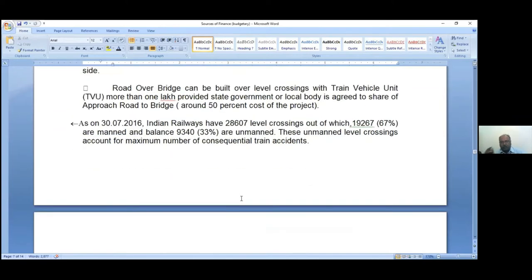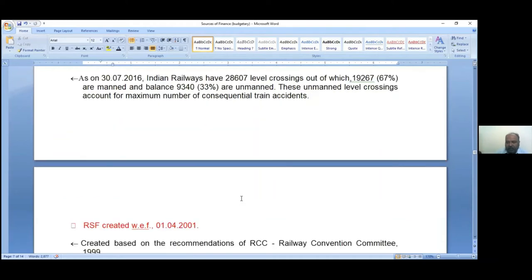2016 figure, 33% are unmanned. But recently, the railway board has taken a policy decision to eliminate them on the BG route, broad gauge, going on. By 2023, we made this on the main line, but broad gauge lines.